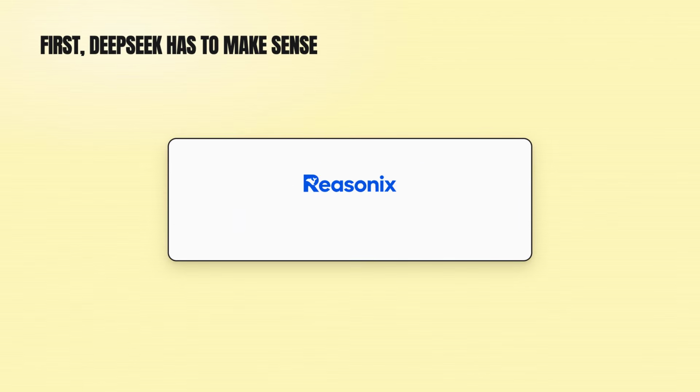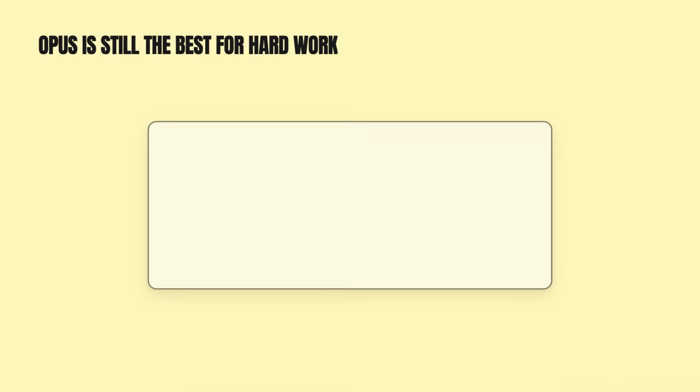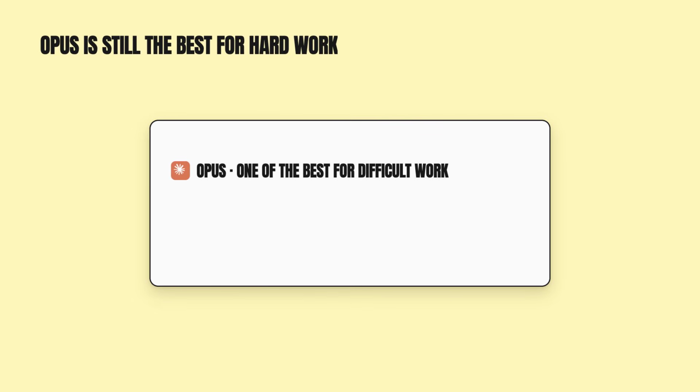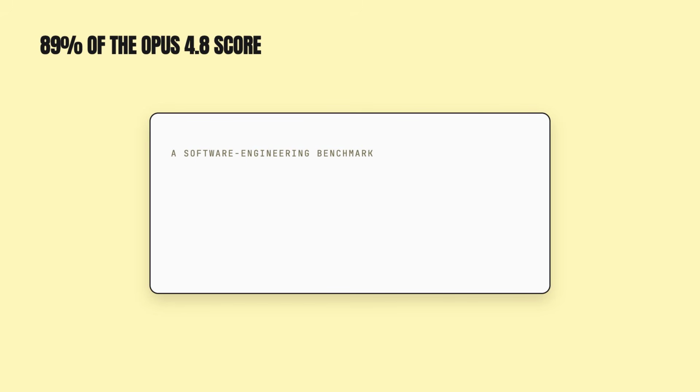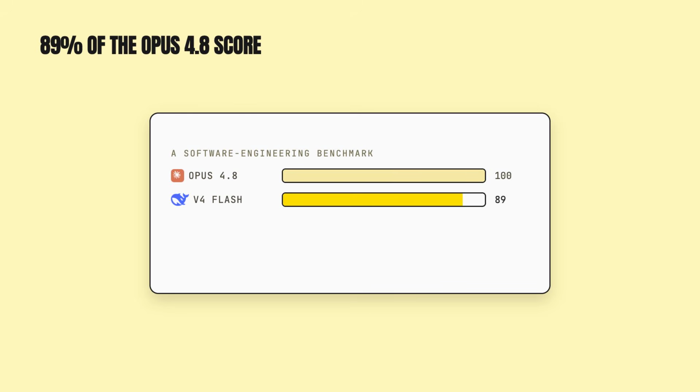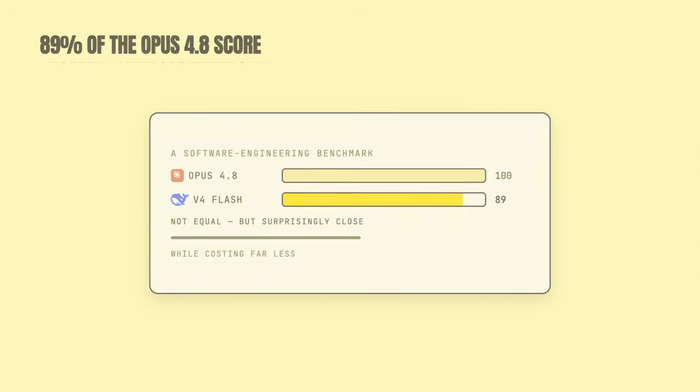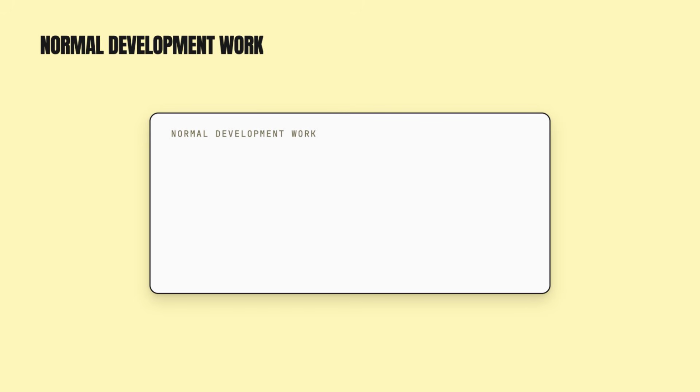Before Reasonix makes sense, DeepSeek has to make sense. Claude Opus is still one of the best models for difficult coding work, but most tasks do not need the most expensive model at every step. DeepSeek V4 Flash changes that calculation. On an important software engineering benchmark, V4 Flash reaches roughly 89% of the Opus 4.8 score. That does not make the two models equal, but it shows that Flash can get surprisingly close while costing far less. And for normal development work, that difference can feel smaller than the benchmark gap suggests.